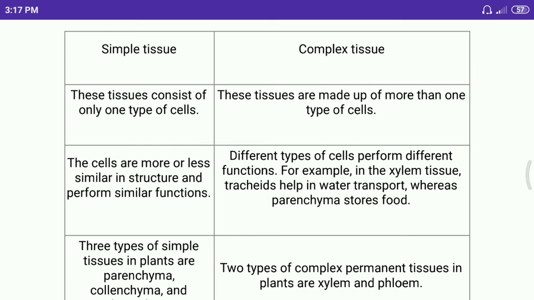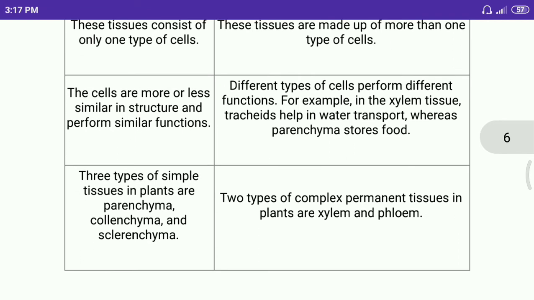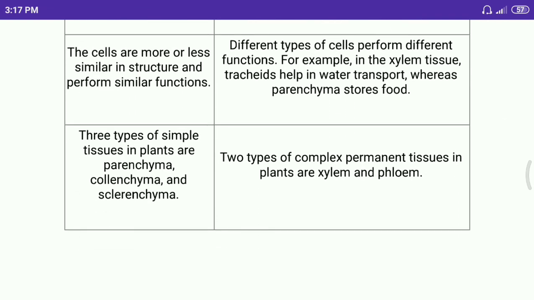Function. Different types of cells perform different functions. For example, in skeletal tissue, tracheids help in water transport, whereas parenchyma stores food. There are three types of simple tissue in plants: parenchyma, chlorenchyma, and sclerenchyma. Two types of complex tissue: permanent tissues in plants and skeletal.